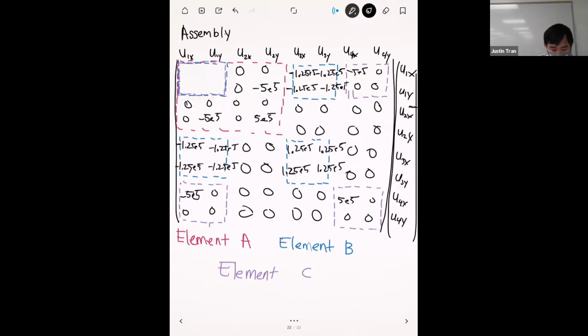And now we're going to modify the part where they overlap. Remember, whenever you have different element stiffness matrices overlapping, you just simply add together their values. So in this top entry right here, we have 5 plus 1.25 E5. Then we have 1.25 E5, 1.25 E5. And then down here, we have another 5 plus 1.25, so we have 6.25 E5.